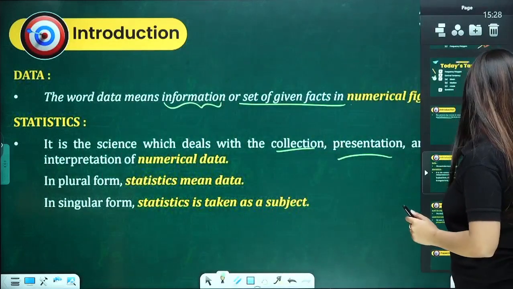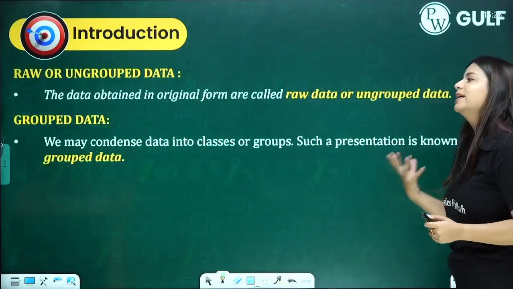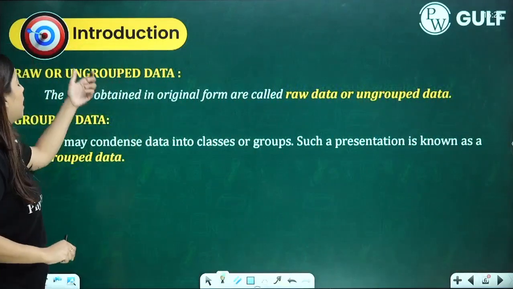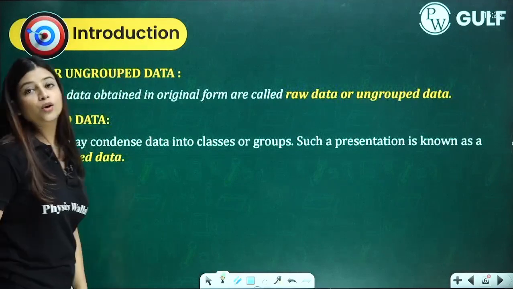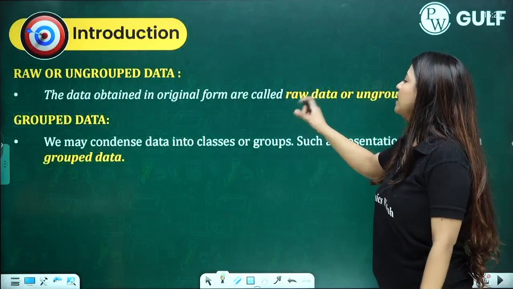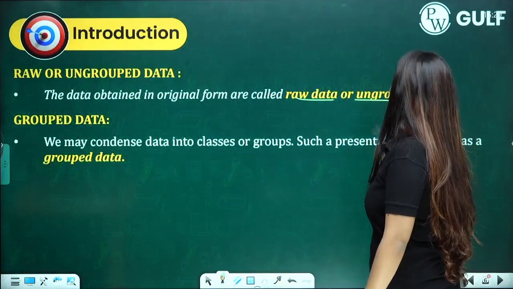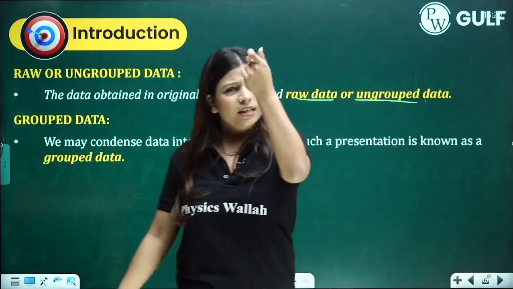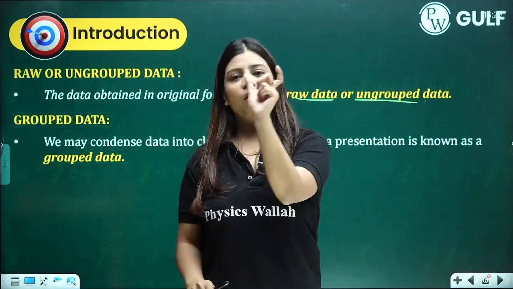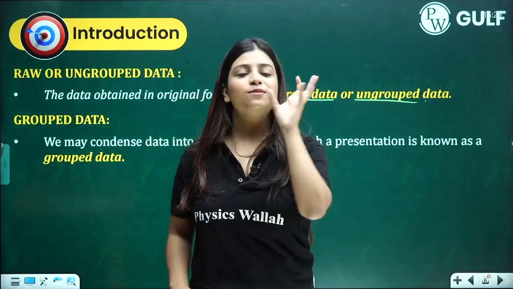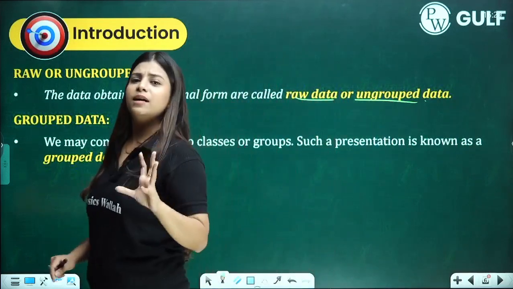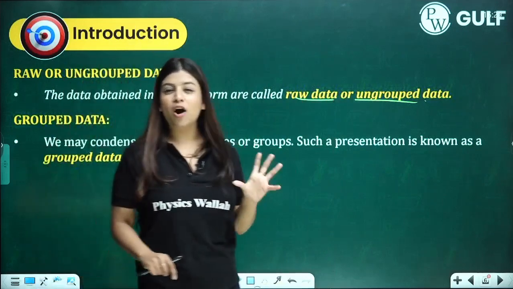So the very first thing that we are going to learn about is the types of data. There are two major types of data. One is the ungrouped or raw data. The other one is the grouped data. Now what is ungrouped data? Basically, data obtained in original form is called raw data or ungrouped. For example, the teacher first of all writes the marks in a sheet, that all right, Abhay got this much, Abhinay got this much, Siddharth got this much, and maybe Zainab got this much. So basically this is random, raw data.